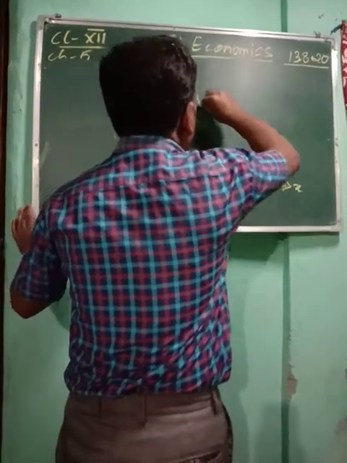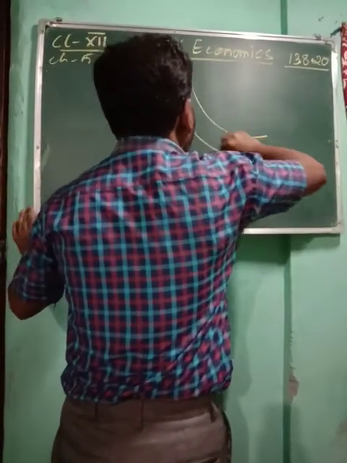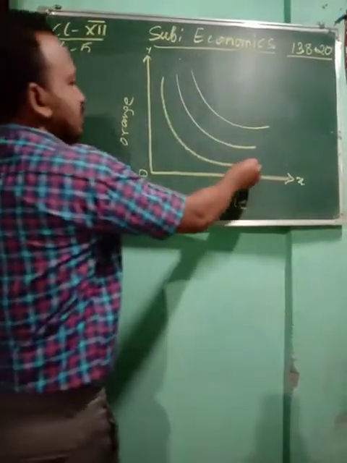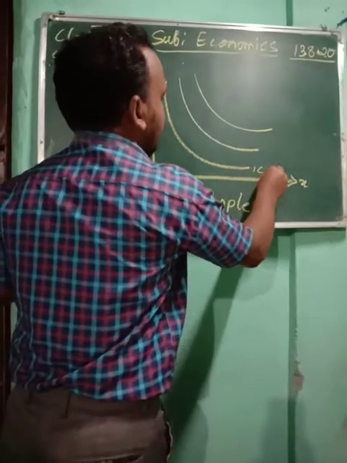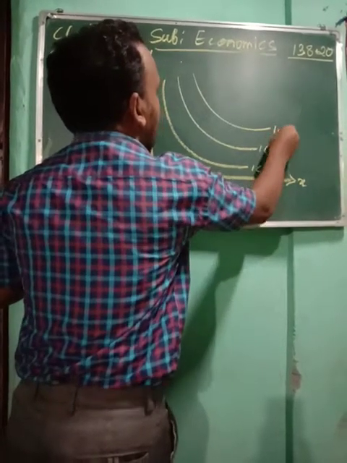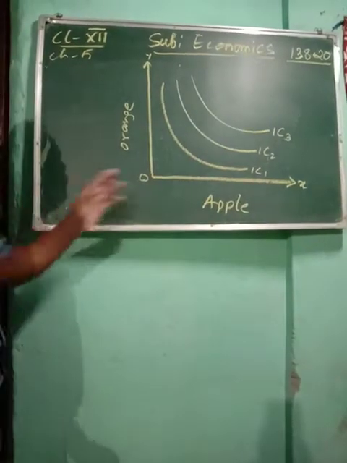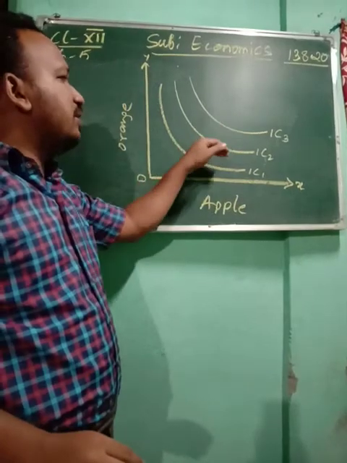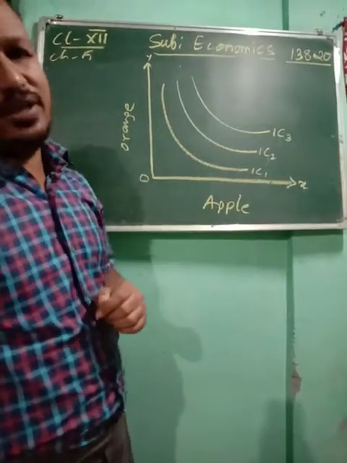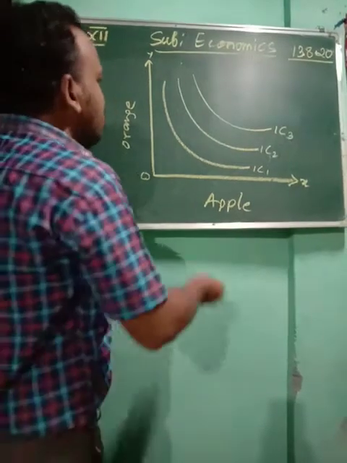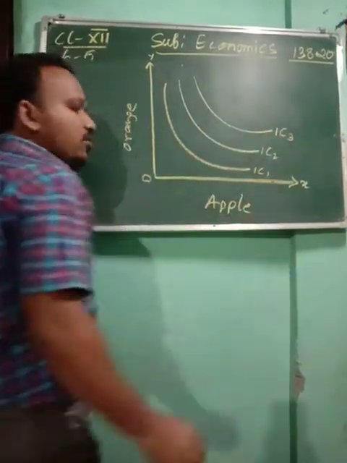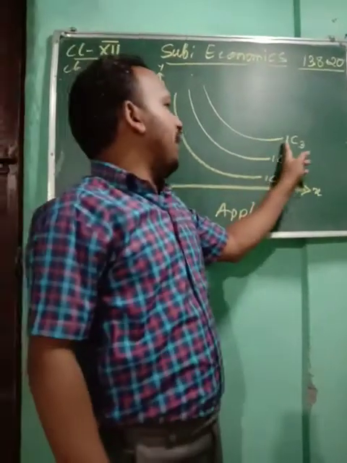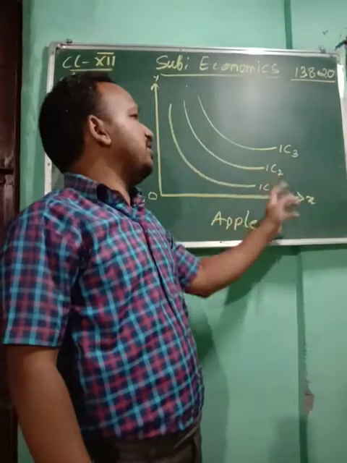Suppose I am making 1, 2, 3. Suppose I made three indifference curves. Okay, I see 1, I see 2, I see 3. So this is a representation of indifference curves, and each curve will show a level of satisfaction. Here, the higher the curve, the higher the level of satisfaction; the lower the curve, the lower the level of satisfaction. Now if you compare IC3 and IC2, which one will give more satisfaction?